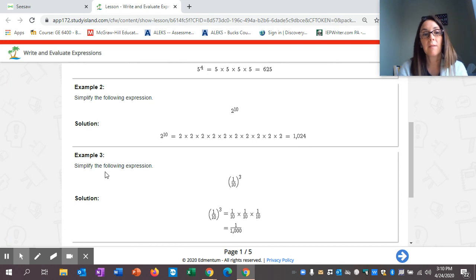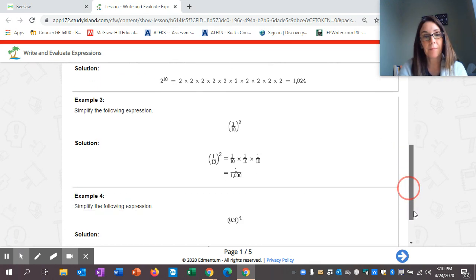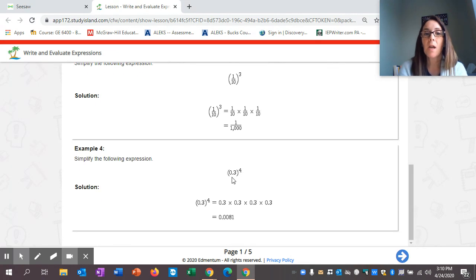Example 3. Simplify the following expression. 1/10 raised to the third power. 1/10 to the third power is the same as 1/10 times 1/10 times 1/10, which equals 1/1000. Example 4. 3/10 to the fourth power equals 3/10 times 3/10 times 3/10 times 3/10, which is 81/10000.